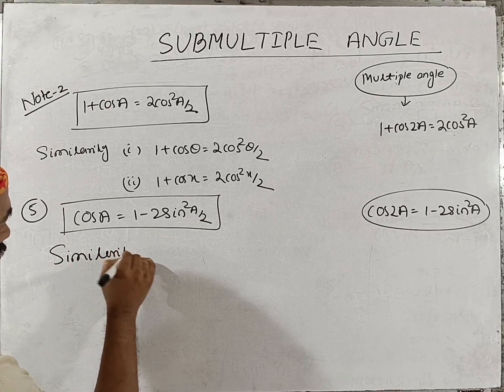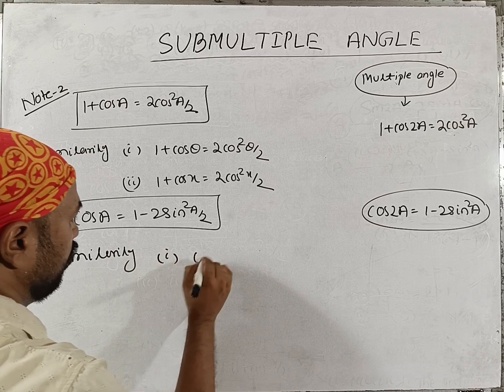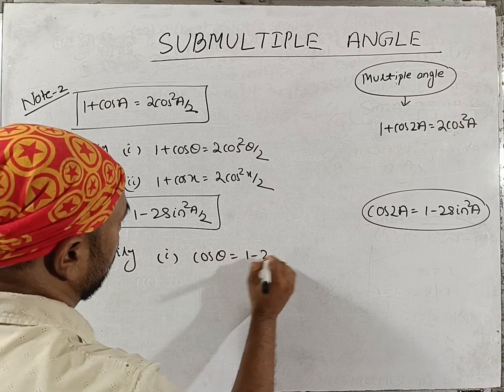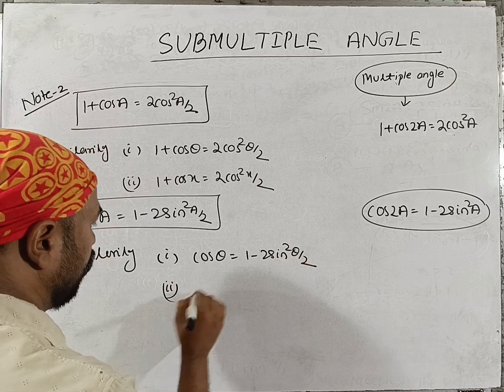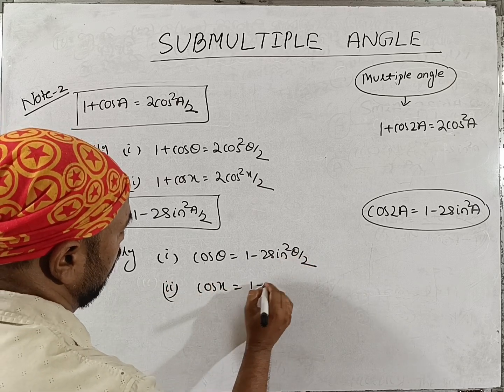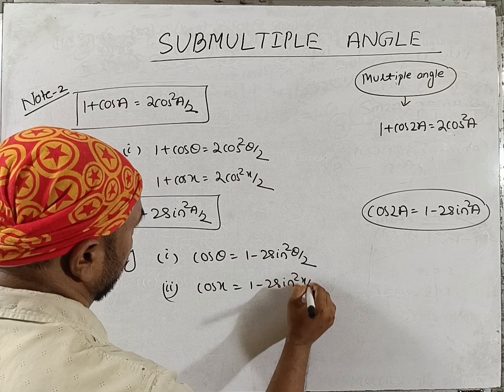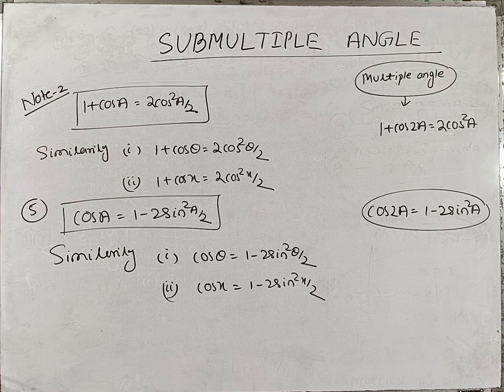Similarly, cos theta is equal to 1 minus 2 sin square theta by 2, and cos x is equal to 1 minus 2 sin square x by 2. And here it is the formula number 5.